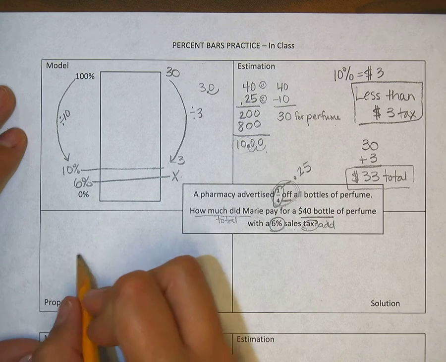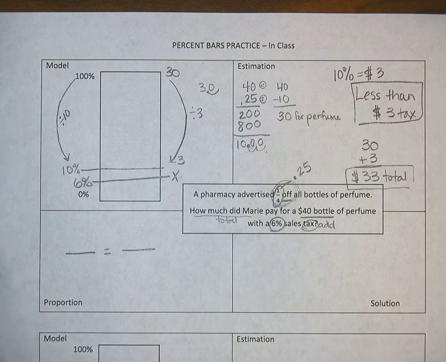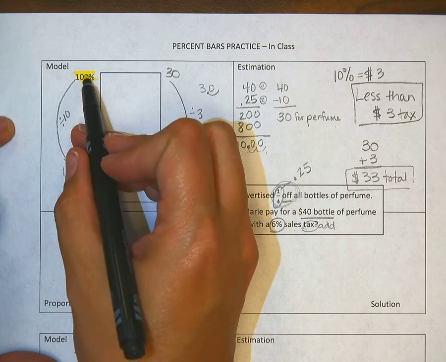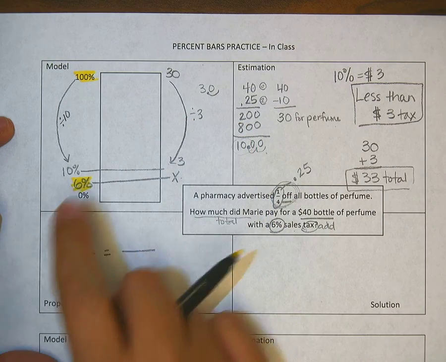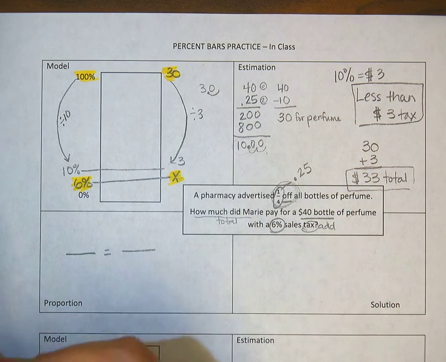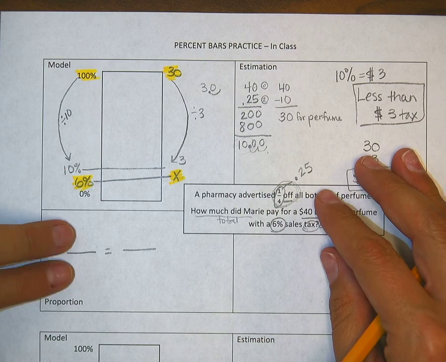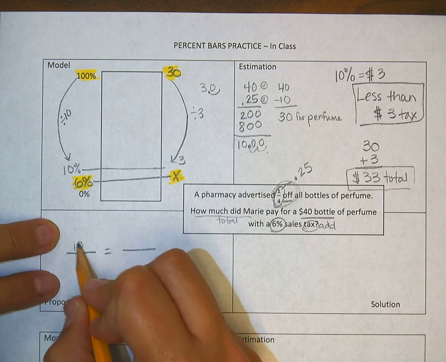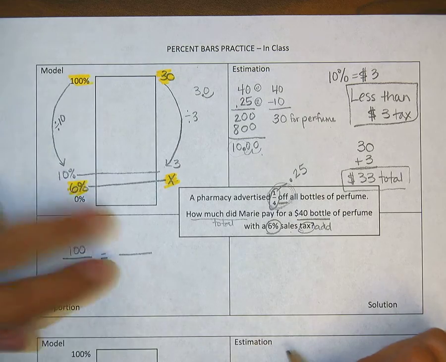For my proportion, remember that on my proportion I'm using 100 every time. I'm also using the information they gave me in the problem, which is the 6% and this whole. And then I have my unknown x. So I can literally just take these two numbers and plug them in down here. 100's on top, 6 is on the bottom. Over here, 30 is on top, and x is on the bottom.